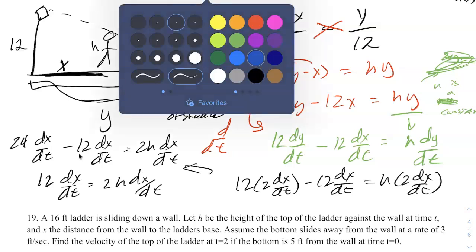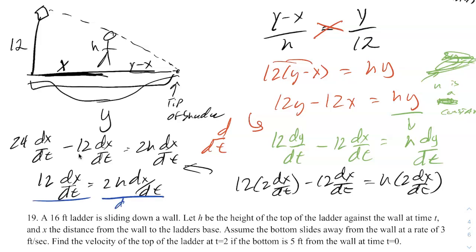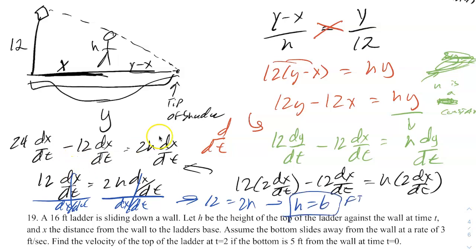I know it looks scary, but let's just do math. What do we do next? Divide by dx dt. These cancel out, and you just end up with 12 equals 2h. Divide by 2. h equals 6, so he is 6 feet tall. It's a little funky, but that's all we're doing, taking the derivative of that. You end up with dx dt, but luckily that cancels out, and all you're left with is 12 equals 2h. So h equals 6.